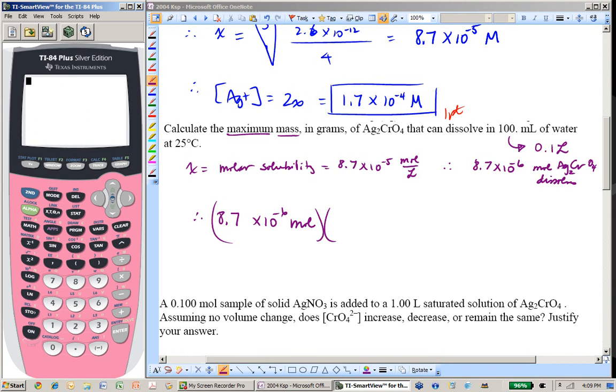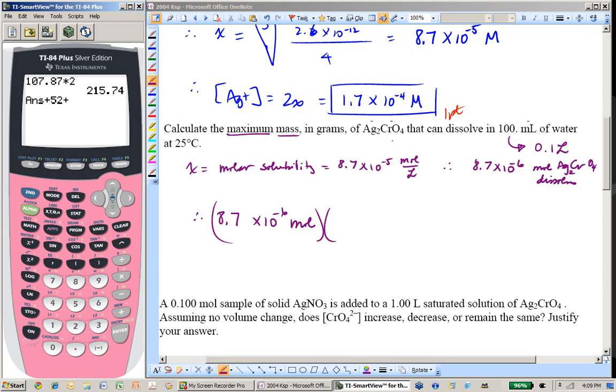What do we got here? We got 2 silvers. How much is silver? 107. 107.87 to be exact. There's 2 of them. Plus, chromium's a nice round 52 if memory serves. Yes, 52. Plus 4 oxygens, 32 apiece.